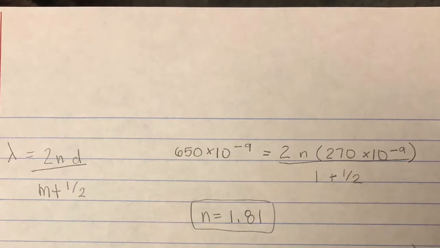We set the wavelength equal to 2ND divided by M plus 1/2. We plugged in the 650 nanometers of light for the wavelength and set that equal to 2 times N, because we're solving for N, times 270 nanometers, which is the thickness, and divided that by 1 plus 1/2 using M equals 1. For that, we got N equals 1.81, which is a possible value of N that is greater than N3.